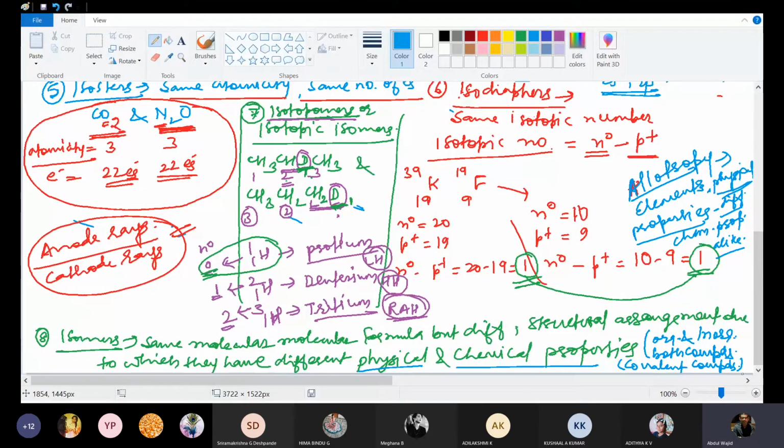Are you getting my point? NaCl is inorganic and ionic. NH3 is also inorganic and is covalent. So inorganic compounds can be ionic or covalent, but organic compounds will always be covalent only. Organic compounds can never be ionic.